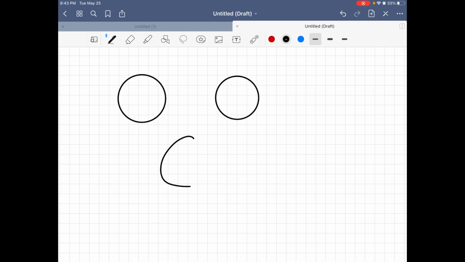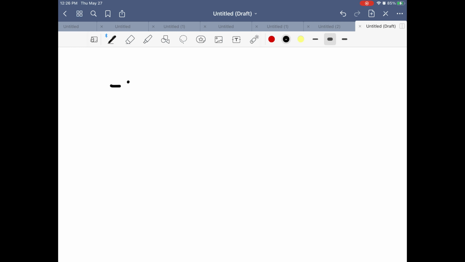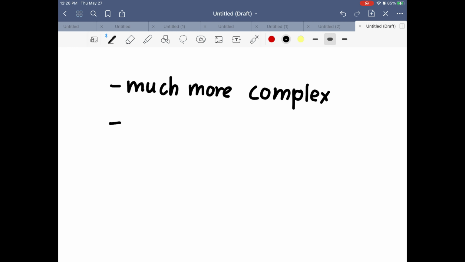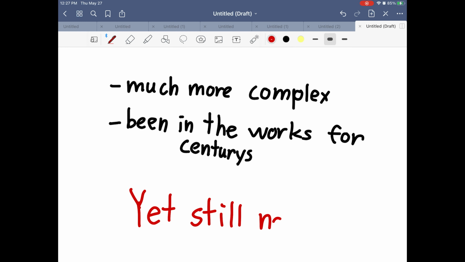If you ask most people, they'll say that protons, neutrons, and electrons are the most fundamental particles in the universe, but that is totally incorrect. The quest for the most fundamental particle is much more complex and has been in the works for centuries, and is yet still not over. Most of this work has boiled down to the most basic model of all. This, my friends, is the Standard Model.